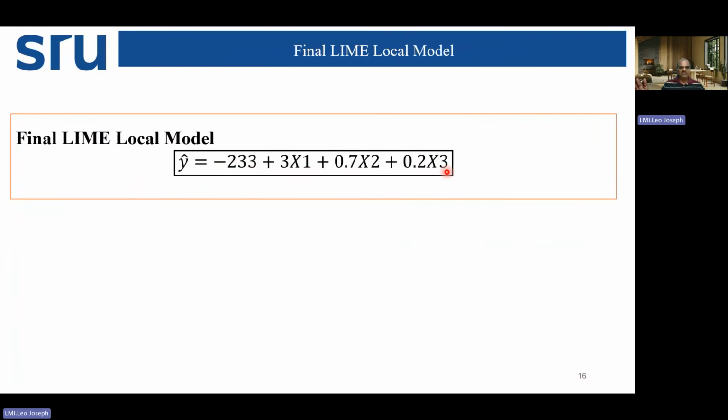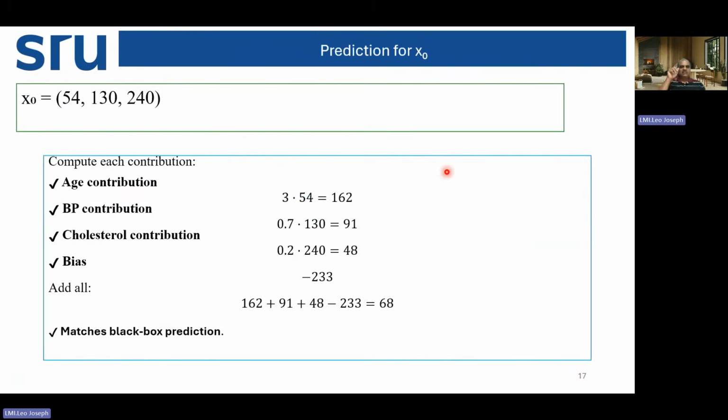This is the model created by line. Whatever instance you are giving, it will put in that value into that. Let us check. So x naught is 54, 130, 240, right? So what it is doing, 3 into first parameter, 54. On different data, you can vary and verify. This is called a prediction. So 0.7 into 130, 0.2 into 240, everything minus 233 is the bias. So if you add all the things, what you are getting, 68. So matches the black box prediction.